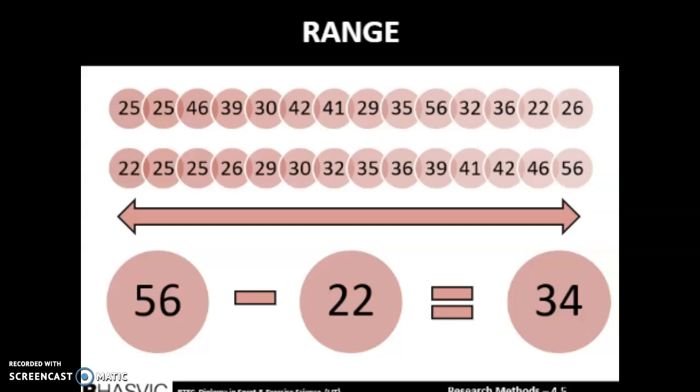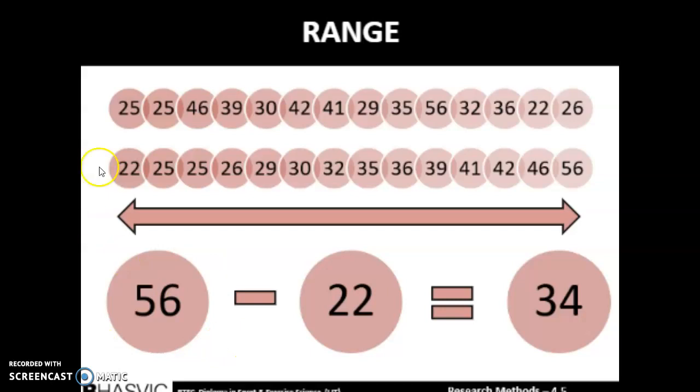So at the top here, we've got my data. It's all spread out, it's random. I've rank ordered it here. 56 is the highest, 22 is the lowest. So now we get 56, we minus 22, and that equals 34. 34 is therefore our range.